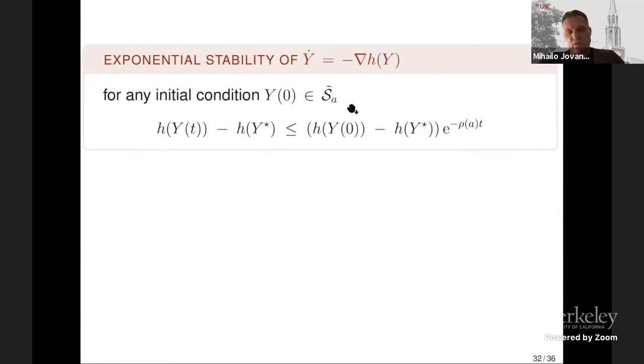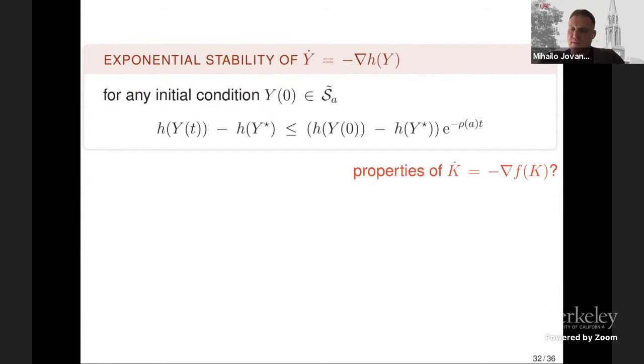And this is exactly what we've done in our paper. We established exponential stability over the set of stabilizing matrices Y of the corresponding gradient flow dynamics. This is very nice, very elegant. However, it doesn't tell us anything about the properties of the gradient flow dynamics in the original coordinates, right?